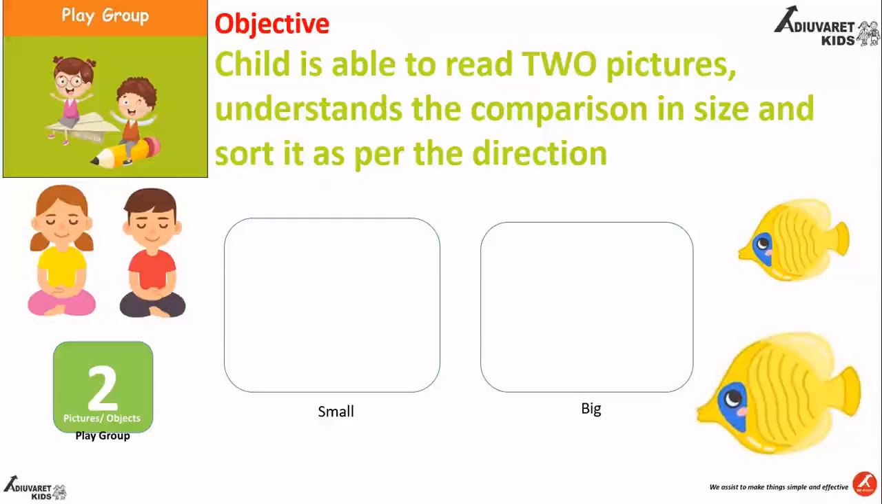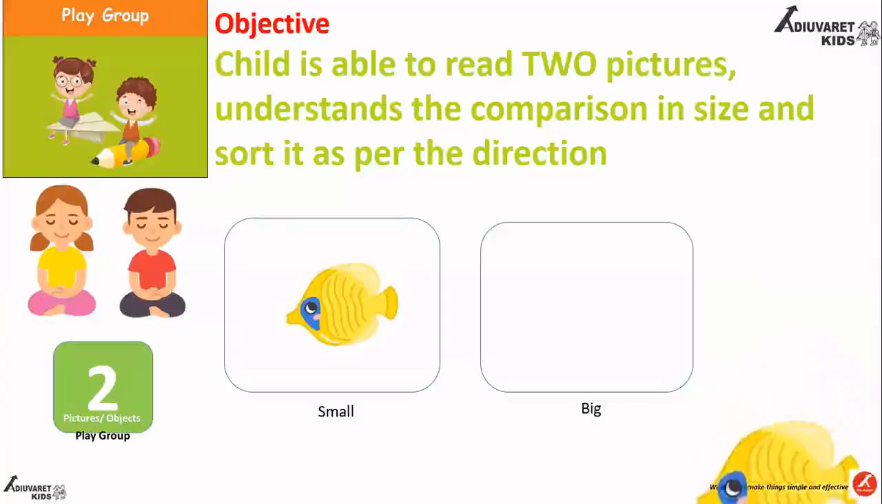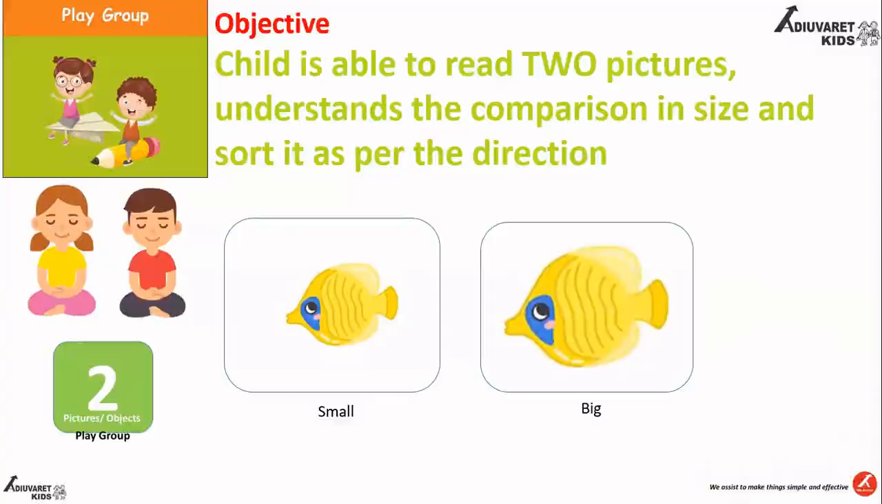The child, while reading the pictures, will judge them from a size perspective, then decide out of these 2 pictures which one is the small fish. Based on that, the child will pick it up and put that small fish in the box given as the small box, and then the child will pick up the bigger fish and put this fish into the box provided for the bigger fish.